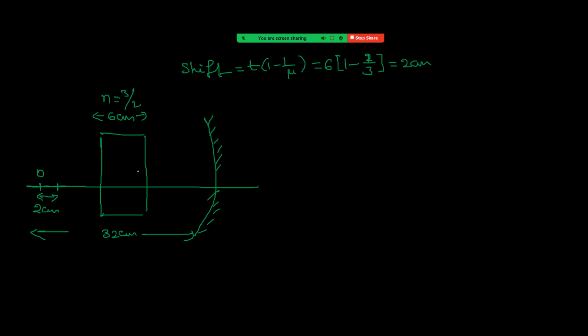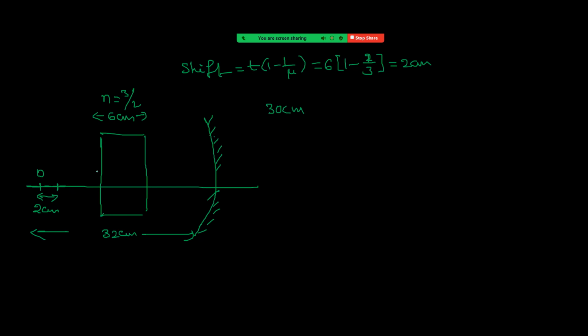Or we can do it like this. Because of this, it will shift by a distance of 2 centimeter, right? Then rays are falling on the mirror. That means the distance of the object from the mirror is now 30, not 32. This is what we have to keep in mind.